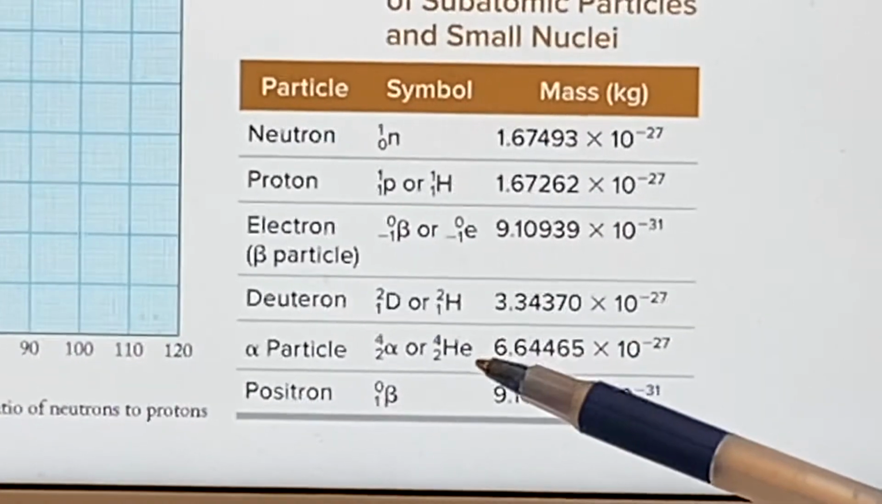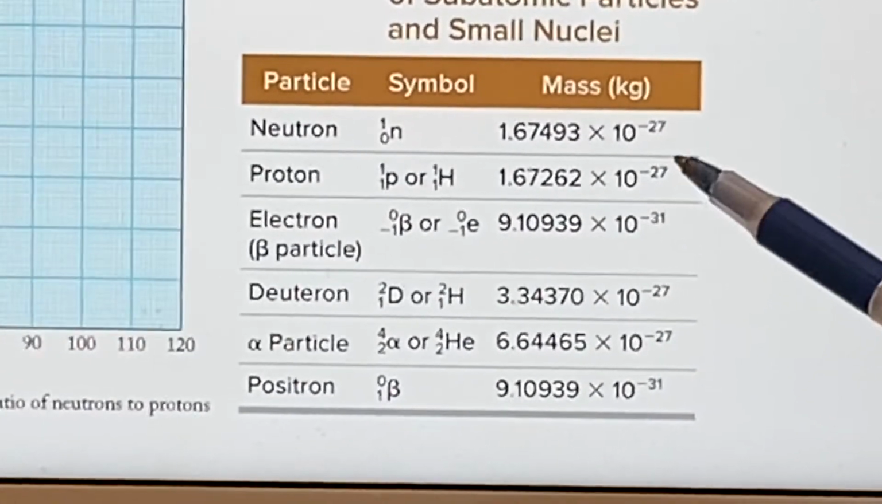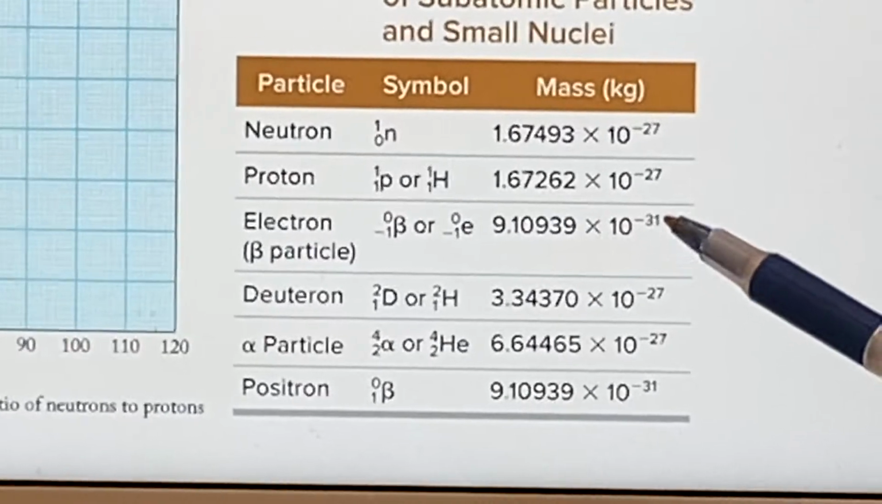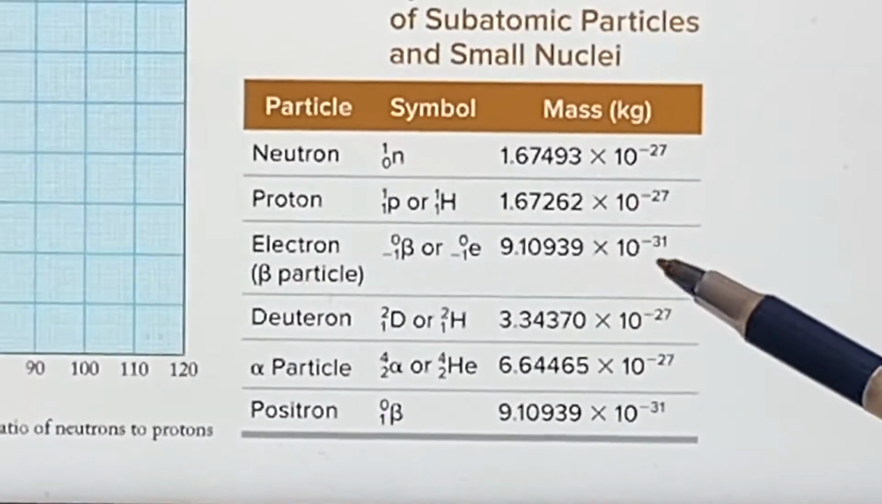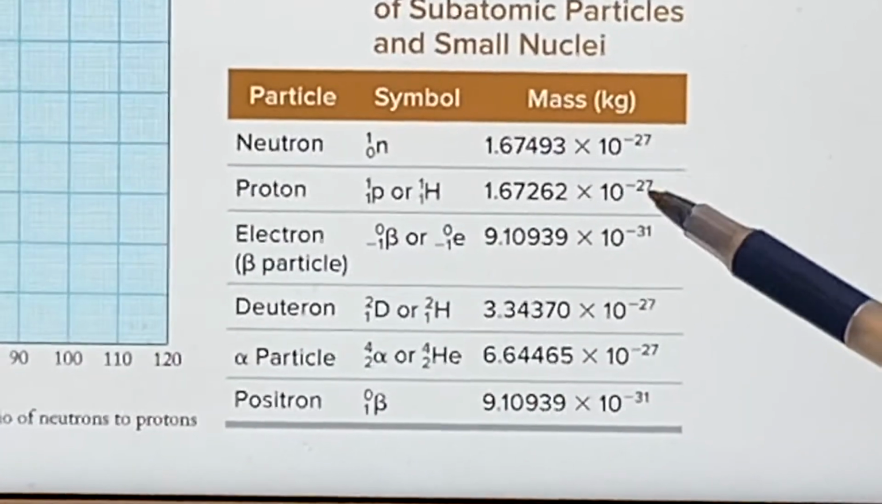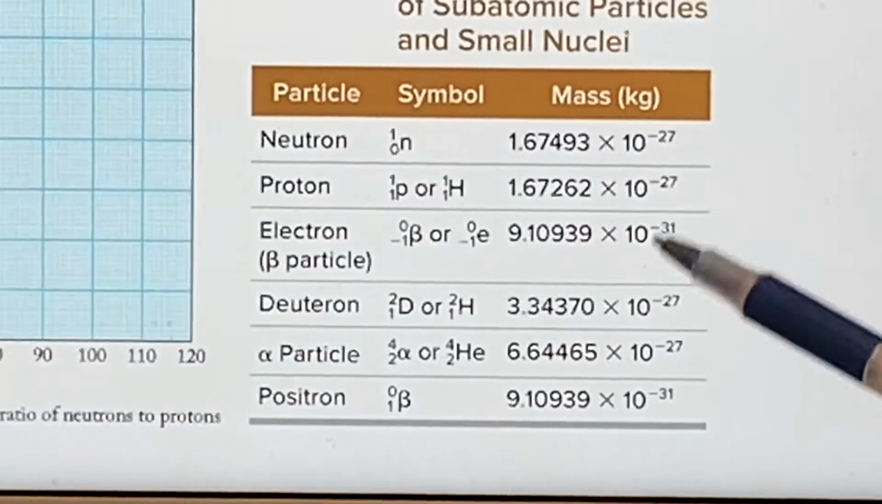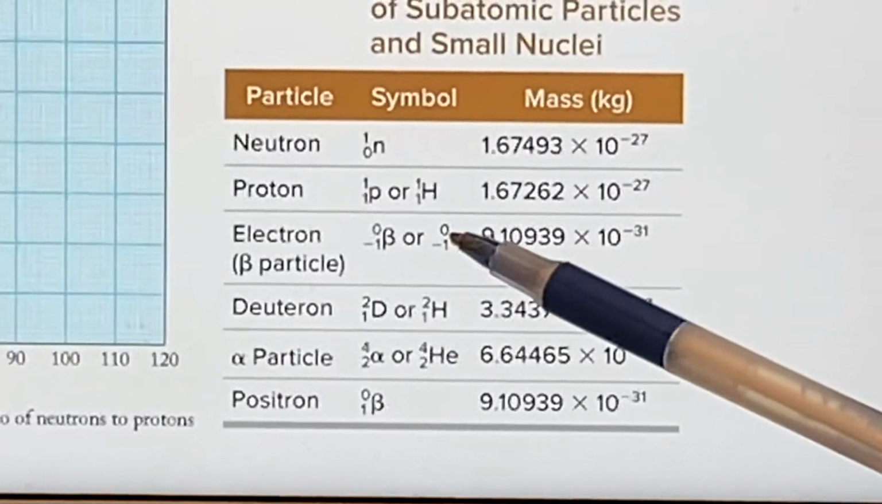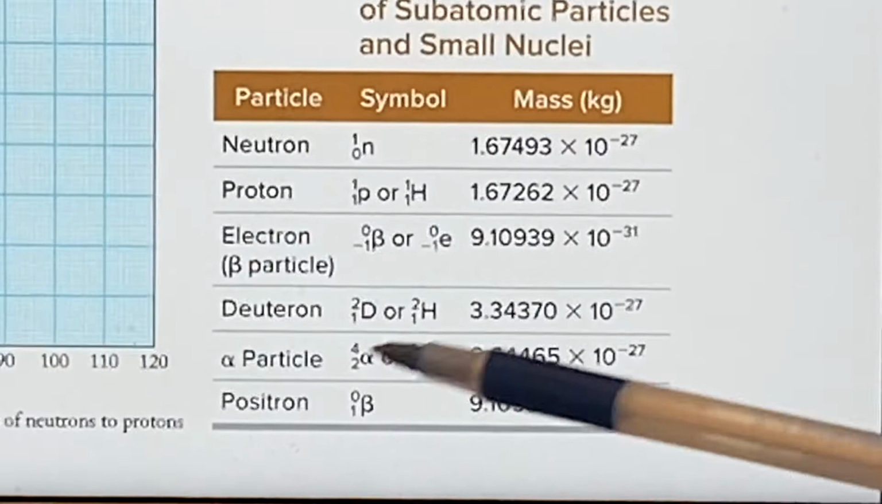Is it really a mass of 0? No, here's the mass, but you can see it's 1,000 times less than the masses of neutrons and protons. So we just say, close enough. We're going to call it 0 for a mass.